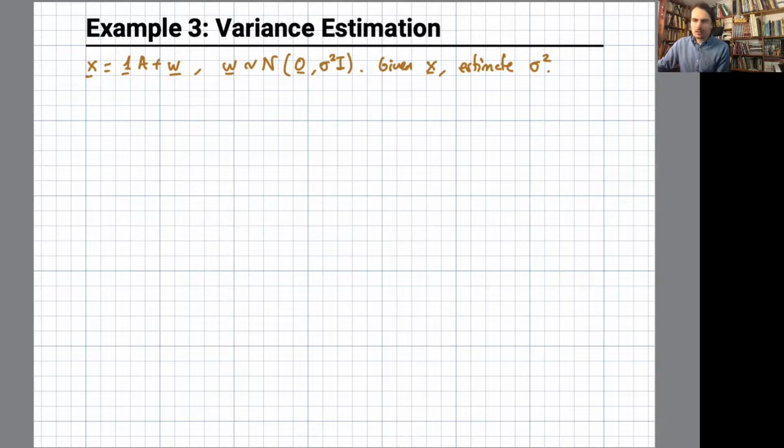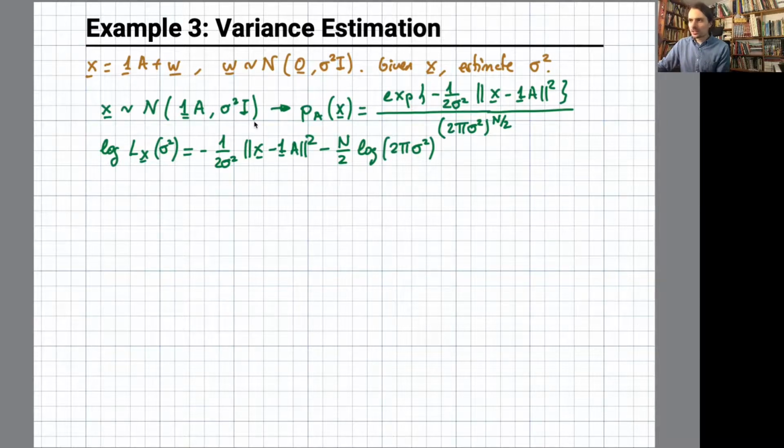Now, instead of estimating A, what we are going to try is to estimate sigma square, right? The variance. So this is the first time we estimate a variance in this course. And by now we will assume that A is given. Later we will see what to do if A is also unknown.